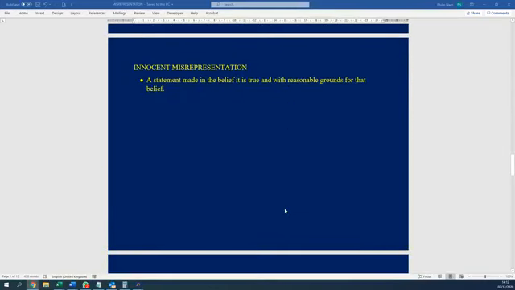Innocent misrepresentation is basically the lowest standard of misrepresentation. It's a statement made in the belief it's true and with reasonable grounds for that belief. Not much to say on that, as you can see by the slide.